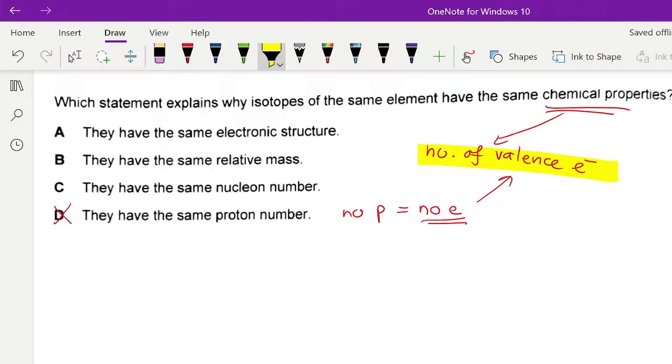A would be a better answer. Same electronic structure, meaning like this. For example, we deal with 2.8.2. This is the electronic configuration, right? Electronic structure. So the same number of valence electrons. So this would be the same electronic structure.